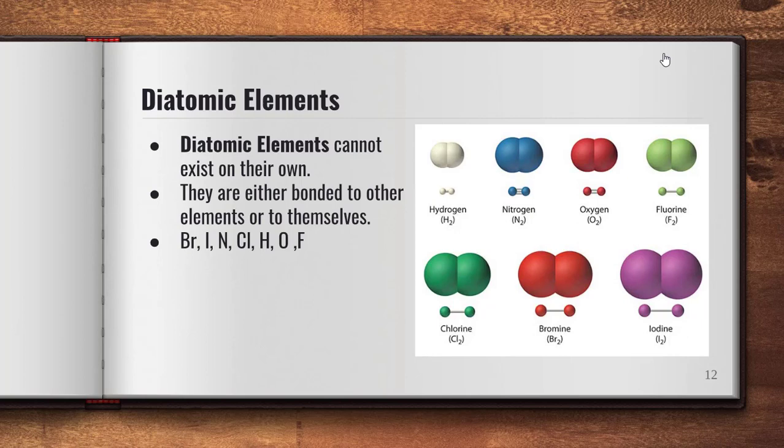The easy way to remember this is by the abbreviation Brinkelhoff. I always remember that as David Hasselhoff's stranger cousin, weird cousin, but Brinkelhoff: bromine, iodine, nitrogen, chlorine, hydrogen, oxygen, fluorine cannot exist by themselves. They have to be paired up in what's known as a diatom. Di means two, atom means, well, atom.